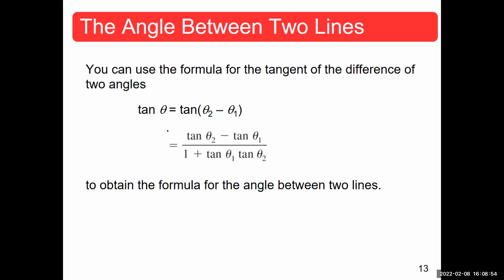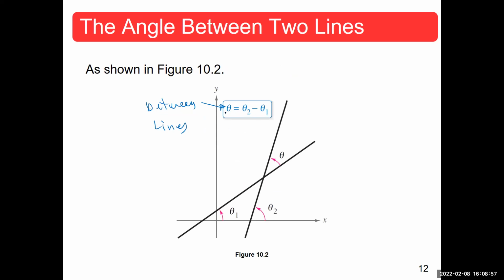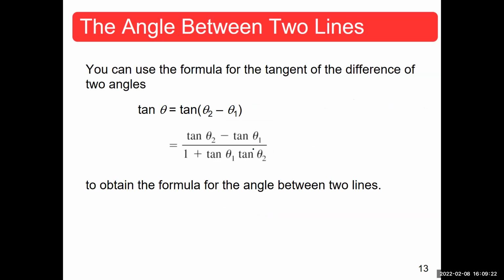If I take the tangent of both sides, I say tangent of theta should be tangent of theta 2 minus theta 1. Well, there is a formula in the reference book. You don't need to worry about it. We're going to accept that tangent of theta 2 minus theta 1 will be equal to this formula: tangent theta 2 minus tangent theta 1, and in the bottom, 1 plus tangent theta 1 multiplied by tangent theta 2.